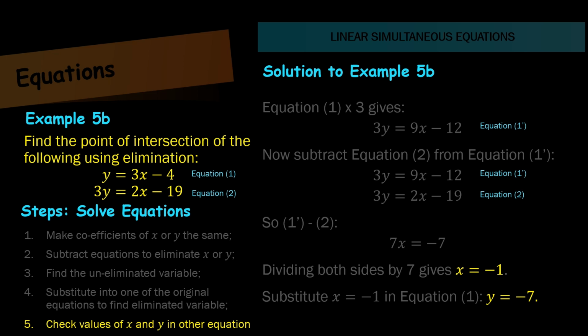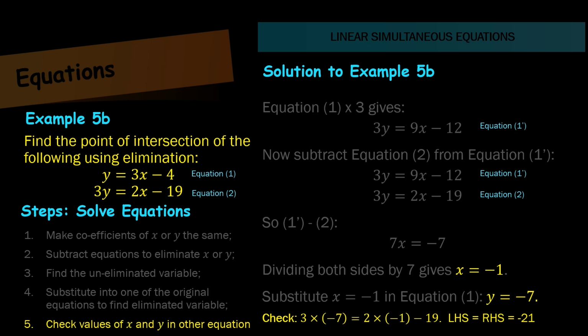Finally check that the values of x and y are correct in the other equation. So let's substitute these values in equation 2. So substituting x equals minus 1 and y equals minus 7 in the equation gives 3 times minus 7 equals 2 times minus 1 minus 19. Indeed, both sides are therefore equal. Left-hand side equals right-hand side equals minus 21.